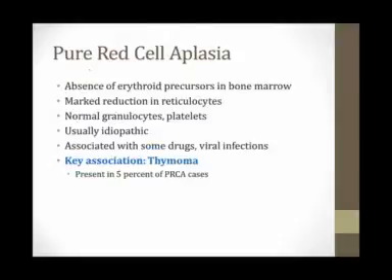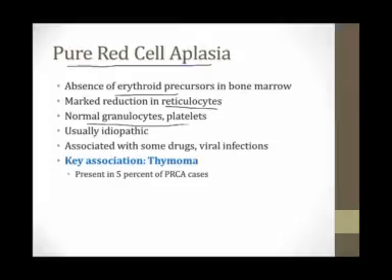A rare and somewhat related disorder to aplastic anemia is pure red cell aplasia. In this disorder, there is absence of the erythroid precursors in the bone marrow, and this leads to a marked reduction in reticulocytes and an anemia. Importantly, however, there are normal granulocytes and platelets.